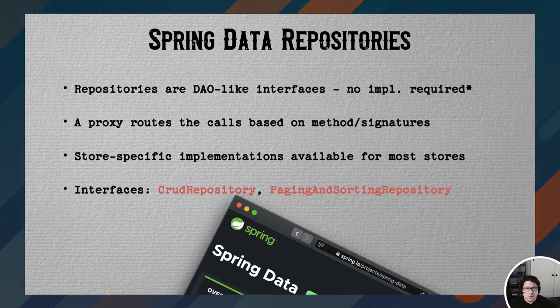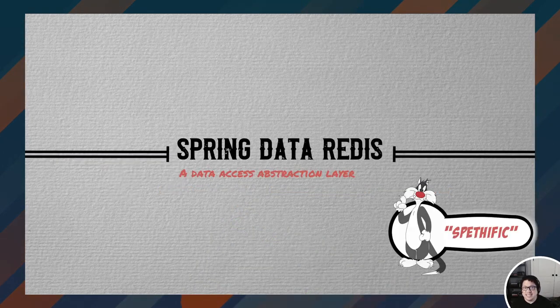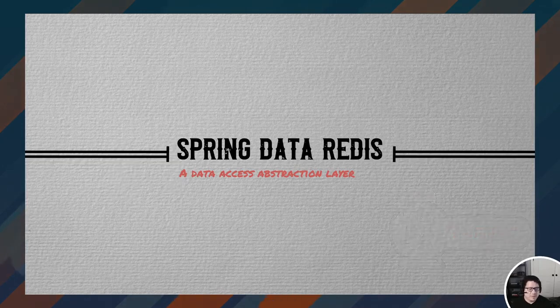The two interfaces that we are going to be mostly, actually, we're going to be interested today only in the CRUD repository interface, which, as the name implies, provides a create, read, update, and delete interface to a Redis data store. Spring Data Redis is a specific implementation of some of the Spring Data interfaces, to abstract access and data mapping against Redis.